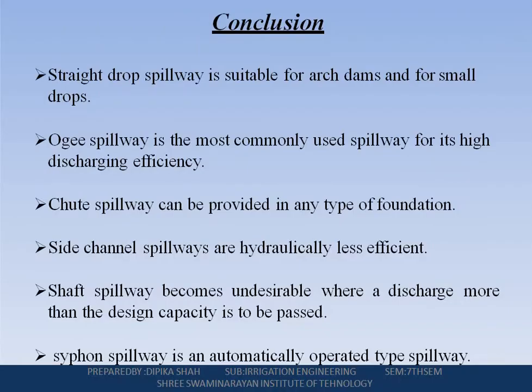So basically we can conclude these types of spillways: a straight drop spillway is suitable for arch dams or for small drops. Ogee spillway is the most commonly used spillway for its high discharging efficiency. Chute spillway can be provided on any type of foundation. Side channel spillways are hydraulically less efficient. Shaft spillway becomes undesirable when the discharge is more than the design capacity to be passed, right?